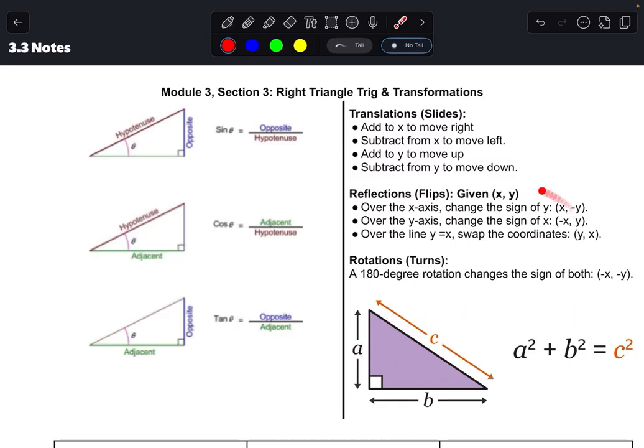I would recommend to at least know this stuff, the reflections. It's not the end of the world if you don't memorize these first two. For sure, this one though, y equals x. Not as intuitive to get to this part here. Yeah, I would say as well, rotation just in case.